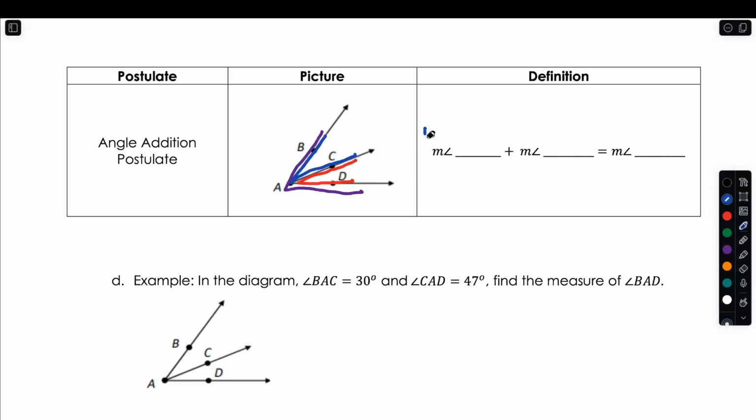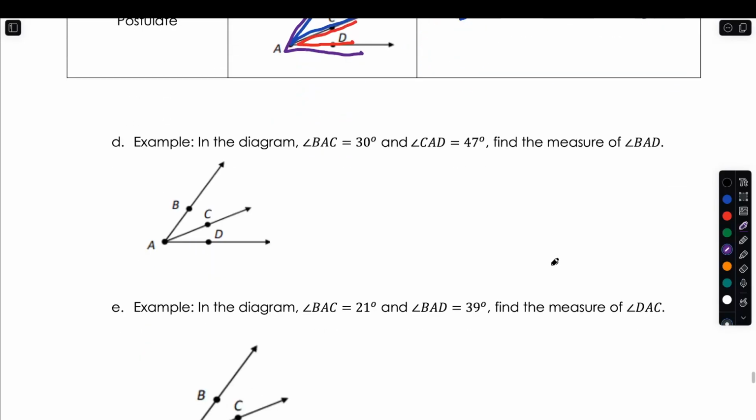We've got M, and this means the measure of. The measure of angle BAC plus the measure of angle CAD, let's do a different color here, let's try and match my colors up, is equal to the measure of angle BAD. Okay, simple enough. You just take 2 angles, add them together, and that gives us the bigger angle. Let's put it into practice.